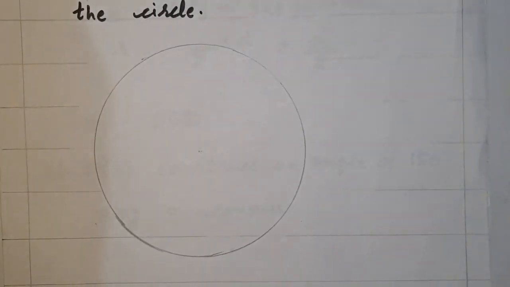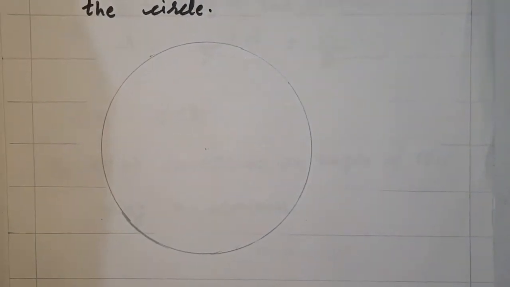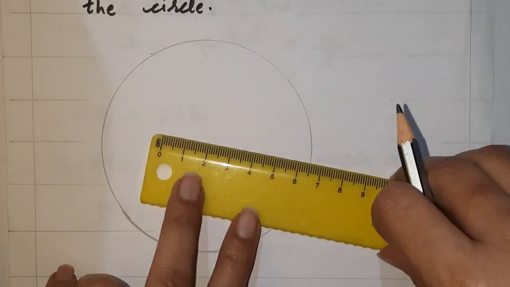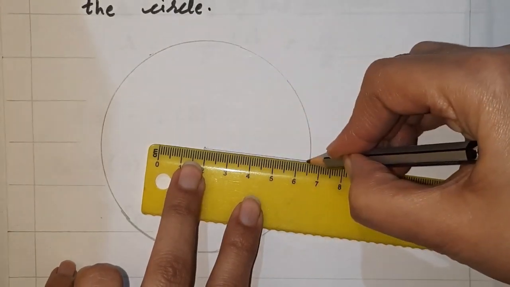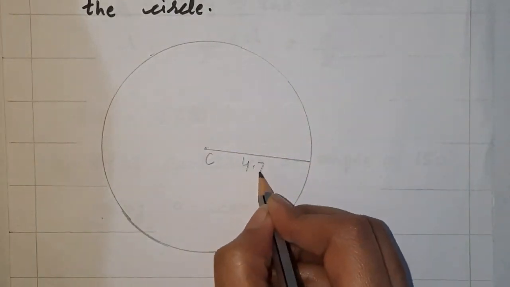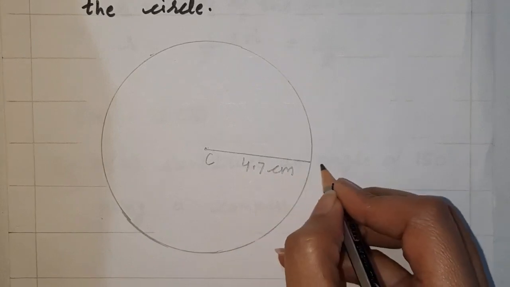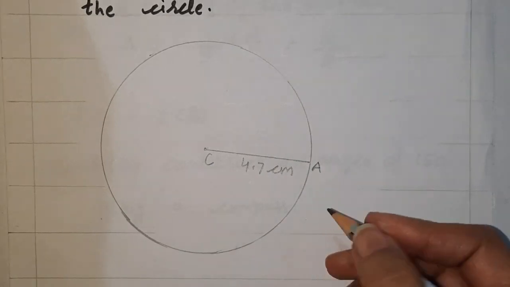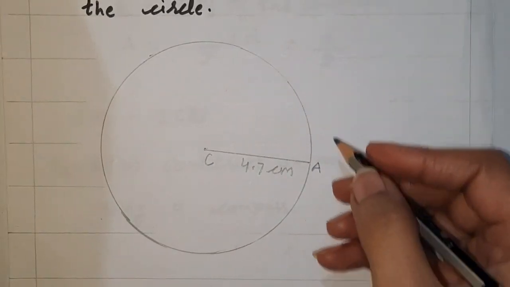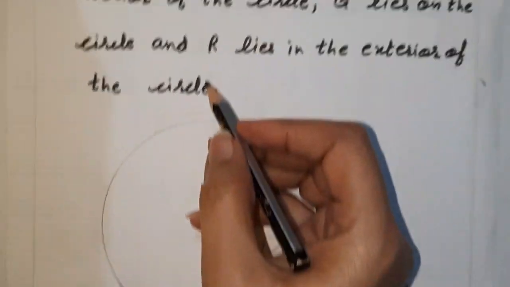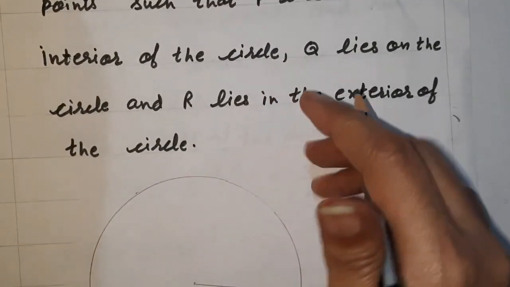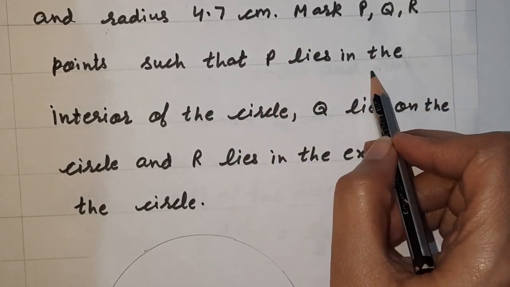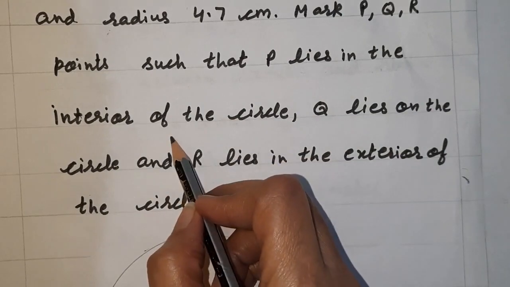Okay. Name of the center is given C. Radius 4.7. Write any alphabet here like A. Don't write P, Q, R because we have to mark this. Now mark P, that P lies in the interior.